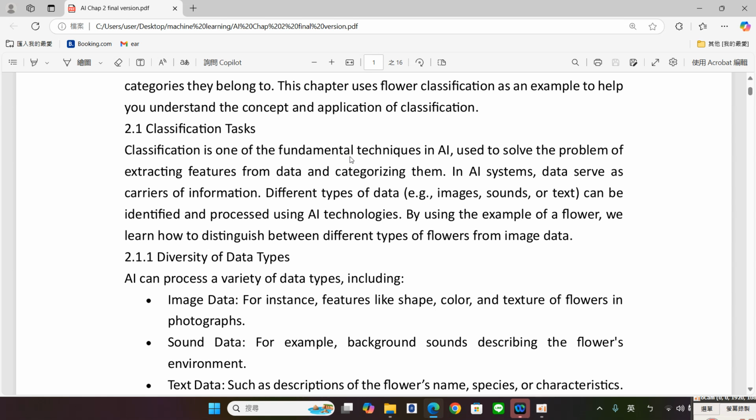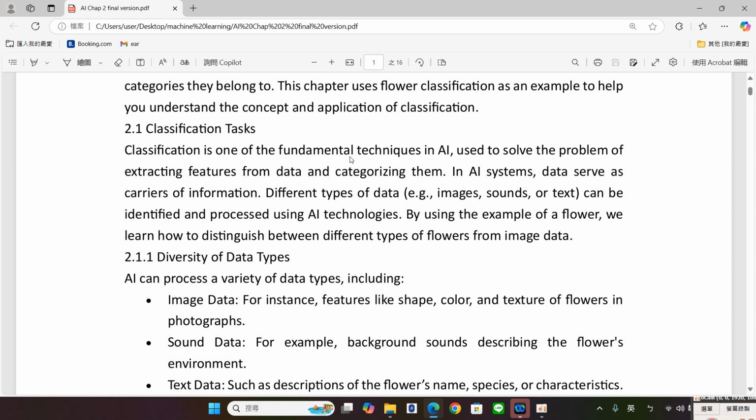2.1 Classification Task. Classification is one of the fundamental techniques in AI used to solve the problem of extracting features from data and categorizing them. In AI systems, data serve as carriers of information. Different types of data, for example images, sounds, or text, can be identified and processed using AI technologies. By using the example of a flower, we learn how to distinguish between different types of flowers from image data.